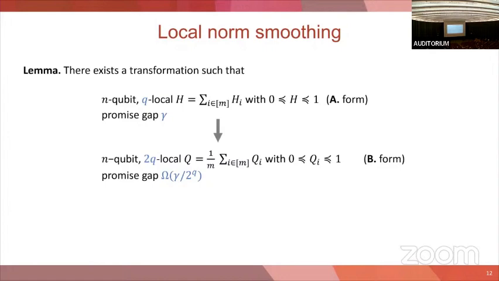So you have an n-qubit q-local Hamiltonian consisting of these local terms H_i, and they're all PSD local terms. Then you consider them having a promise gap of gamma, and you can transform it to a 2q-local Hamiltonian, which is of the B form, and the promise gap is now some constant times gamma divided by 2^q. Note that if q is constant and gamma is constant, this will remain constant, which is what you want for the QPCP.